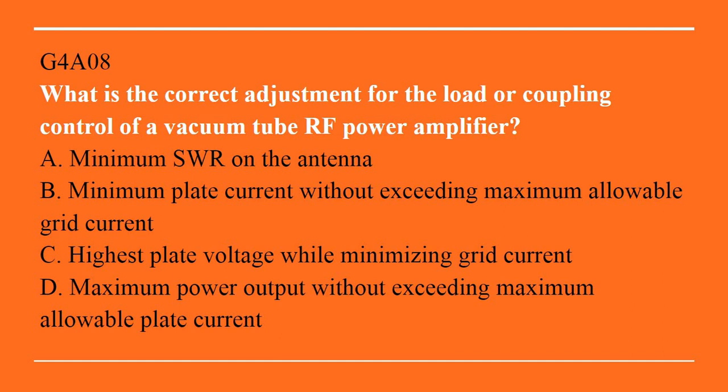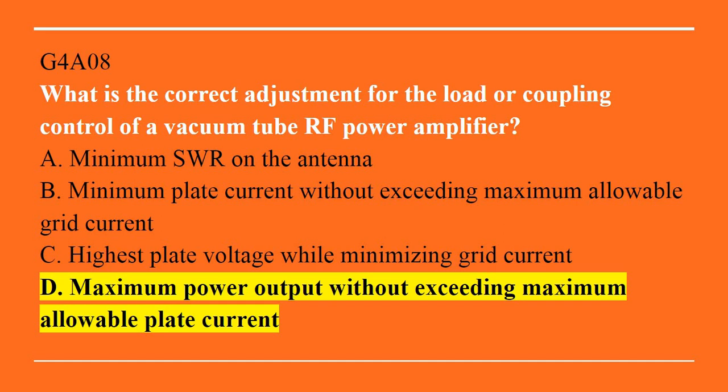G4A08. What is the correct adjustment for the load or coupling control of a vacuum tube RF power amplifier? A. Minimum SWR on the antenna. B. Minimum plate current without exceeding maximum allowable grid current. C. Highest plate voltage while minimizing grid current. D. Maximum power output without exceeding maximum allowable plate current. Answer is D. Maximum power output without exceeding maximum allowable plate current.